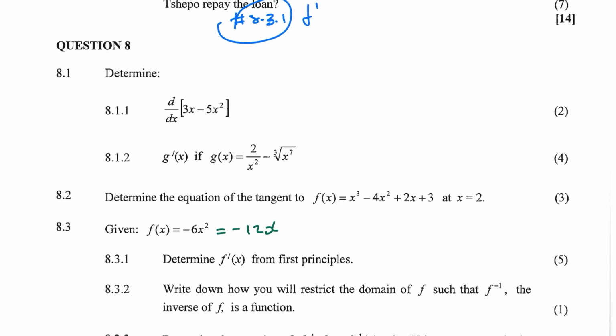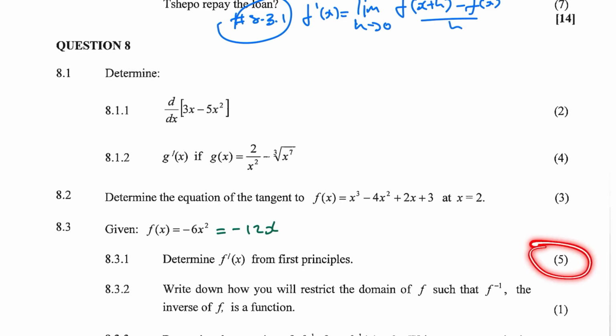And the formula for first principle is: the derivative of f is equal to the limit, when h approaches 0, of f of x plus h minus f of x, over h. You know what? This question has 5 marks. And you're not supposed to get this one wrong. Out of all the 5 marks, this is the 5 mark that you need to get right. And by the way, this is your first mark. So let's go to your second mark.